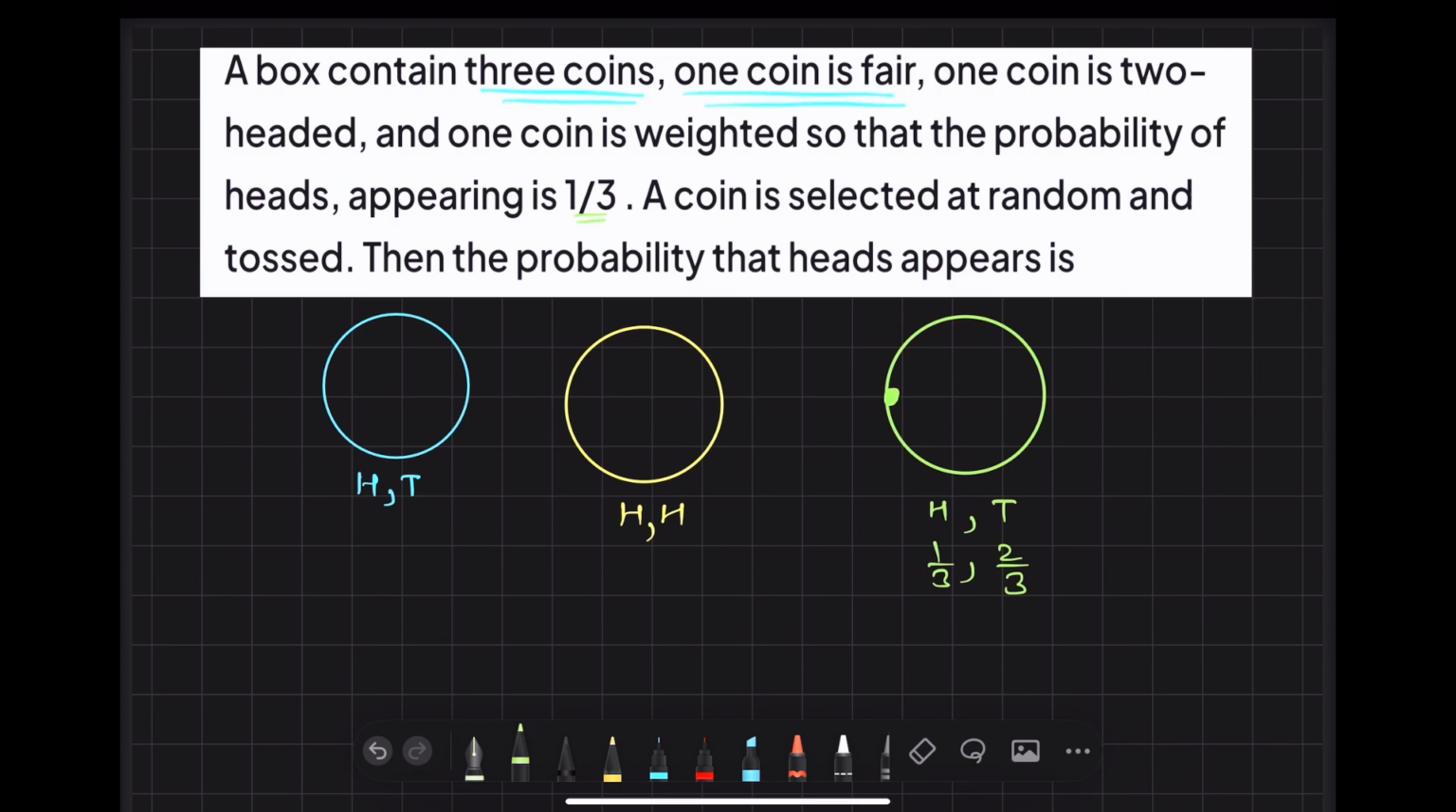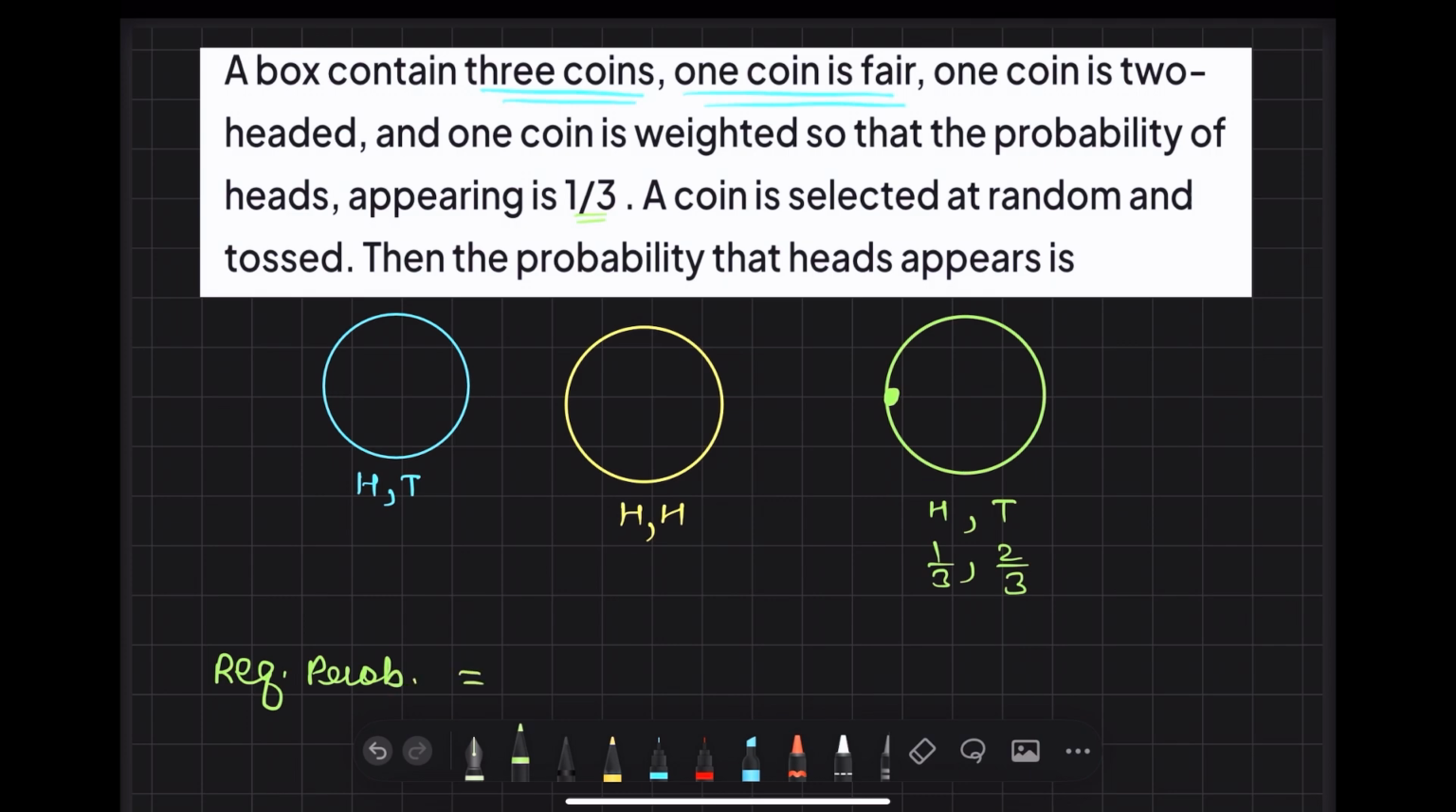Okay, a coin is selected at random, means you have to select a coin first and then toss. So first selection, then toss. Then the probability that head appears is, so you have to find out the probability of getting head. Now look at this, required probability.